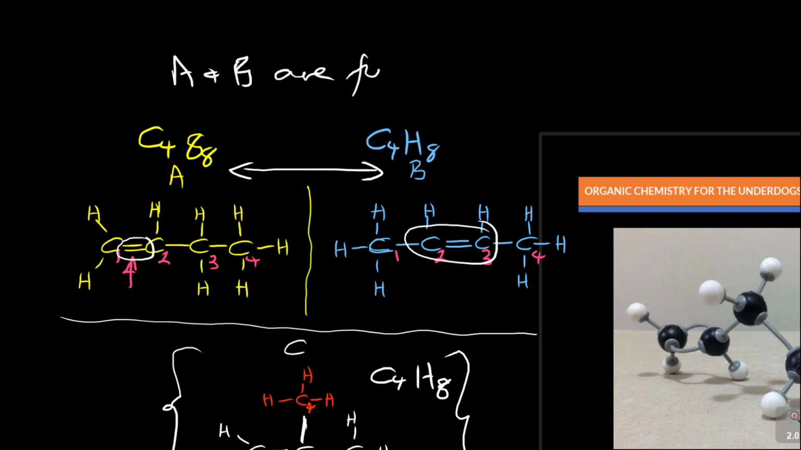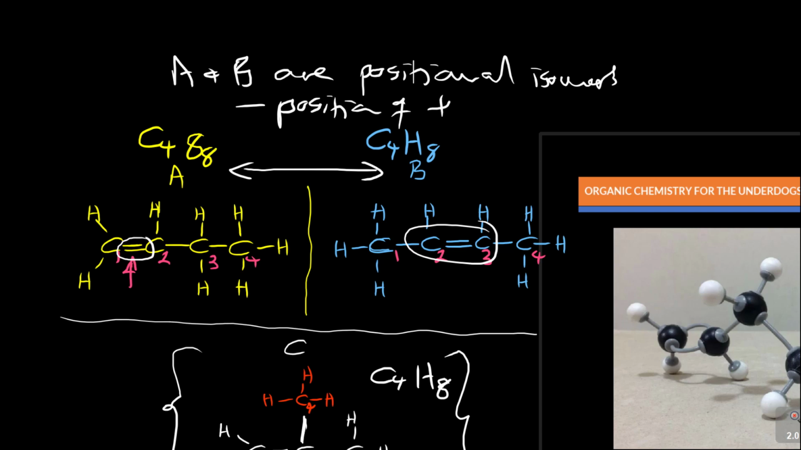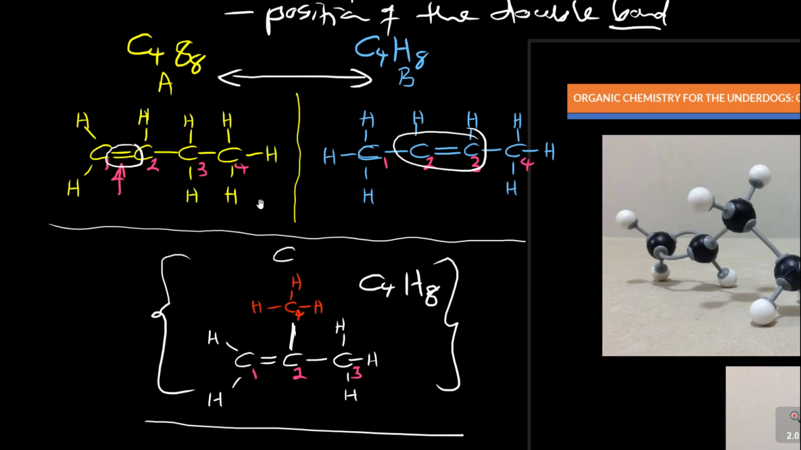That's what we mean when we say A and B are positional isomers. And what is changing here? It is the position of the double bond. Are you with me? And then you might ask, what about C?